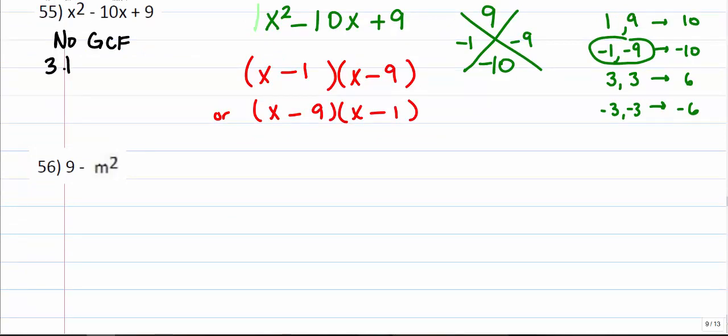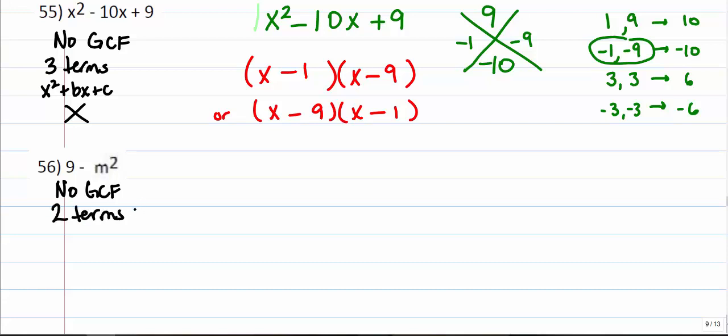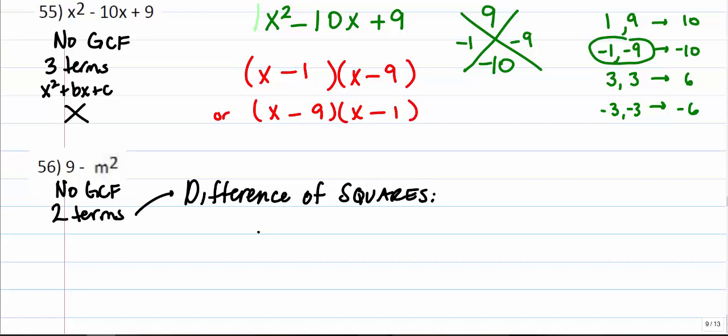Let me go back up here. 3 terms, and it's x squared plus bx plus c, and that's what tells me to do the little diamond. 56, there's no GCF, but there's 2 terms. And if there's no GCF and there's 2 terms, then I ask myself, is what I've got here a difference of squares? Meaning, do I have a squared minus b squared? Because if I do, then I can factor that into a plus b times a minus b.